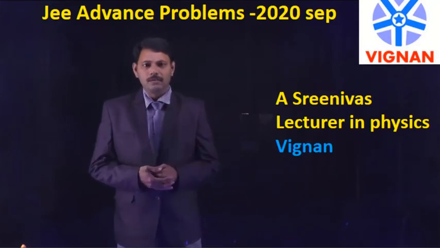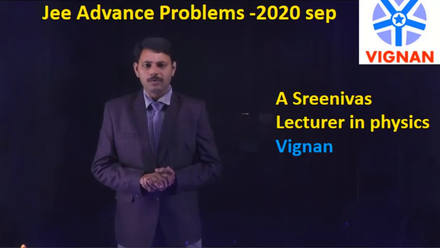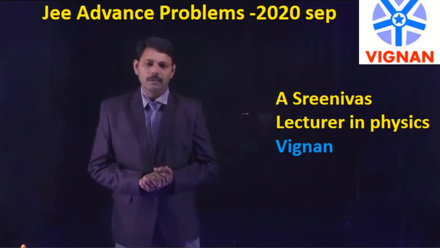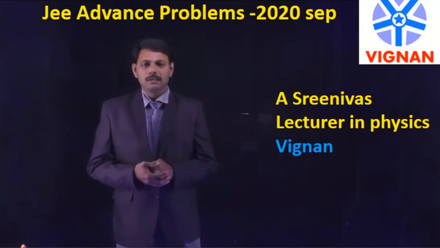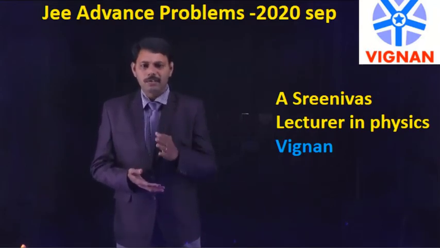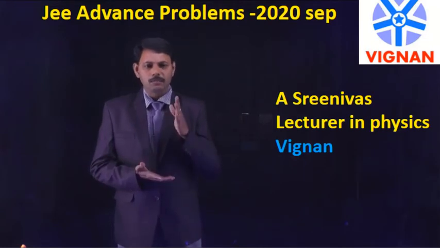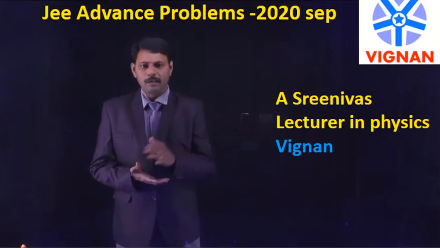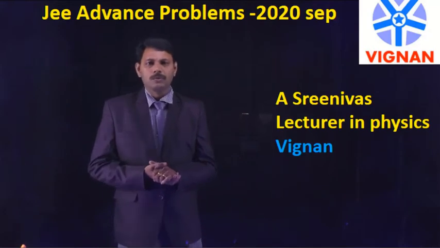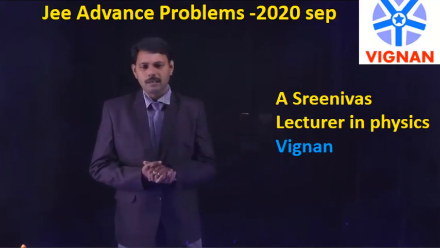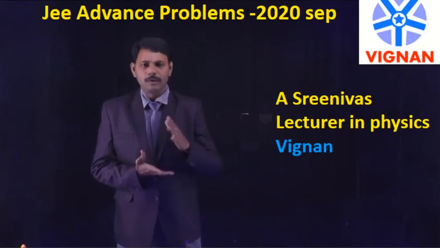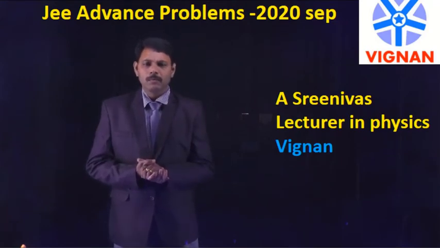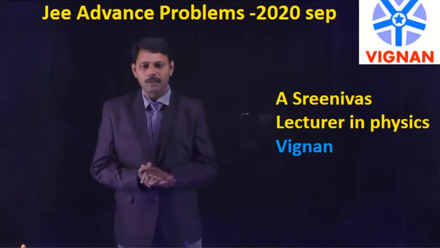Students, we are discussing JEE Advanced Paper 2020 September. We are discussing Paper 1 in physics. In the previous part of our discussion, we completed the first 5 problems in Paper 1, which belong to only one option correct. We continue the discussion of JEE Advanced problems. Now we go to the 6th problem of one option correct.